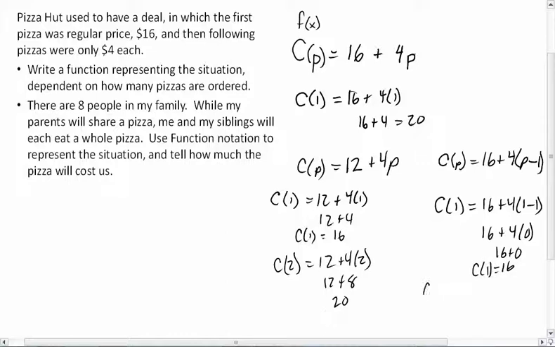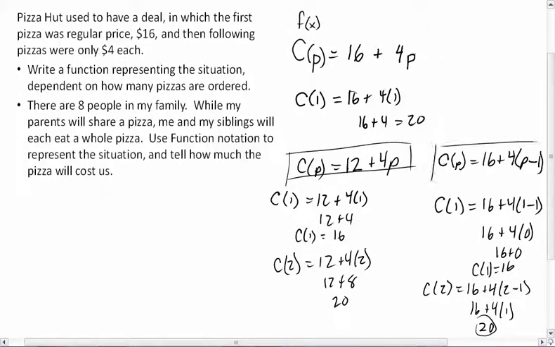And then we can check the cost of 2 just to make sure that it still works. So we'll go 16 plus 4 times (2 minus 1). And so that'll be 16 plus 4 times 1. And of course, 4 times 1 is 4, plus 16 is 20, which is how much we expected 2 pizzas to cost. So now we actually have 2 different functions. You don't need both of these. As long as you have one of them that works out, then it should be fine.